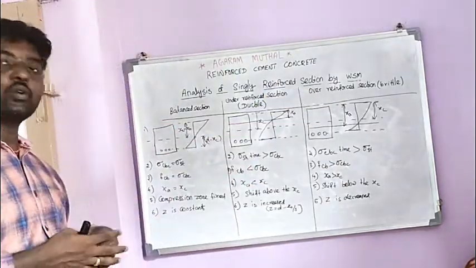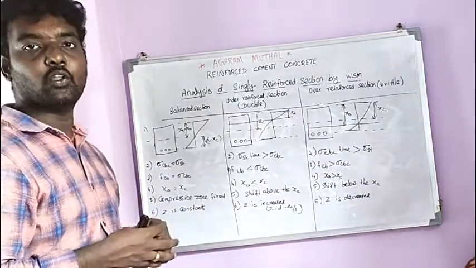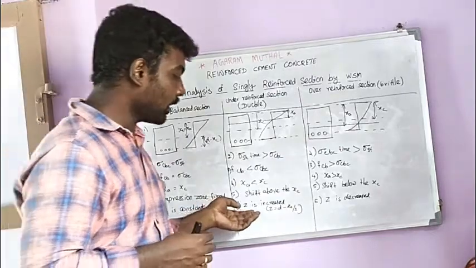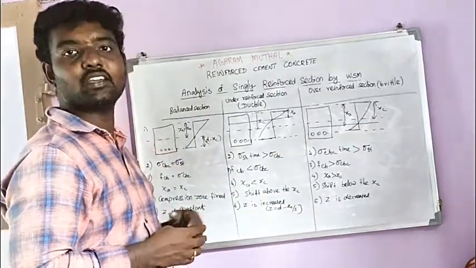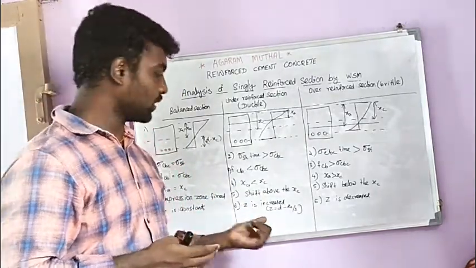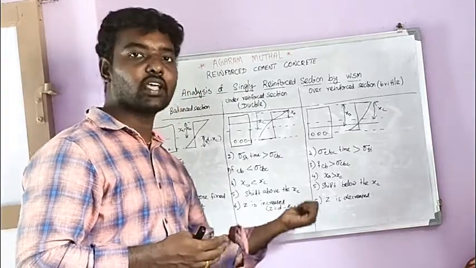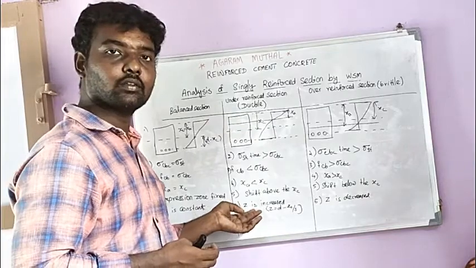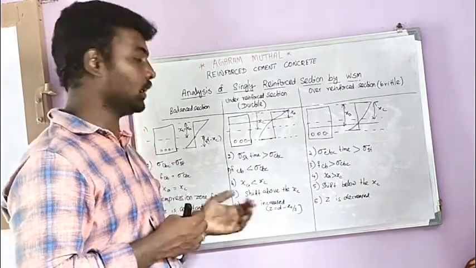And next one, the lever arm value. The lever arm value is constant for balance sections, whereas the lever arm value is increased in under reinforced sections. The reason is that the value of actual neutral axis is getting reduced compared to the critical neutral axis. That's the reason the value of lever arm is getting increased.